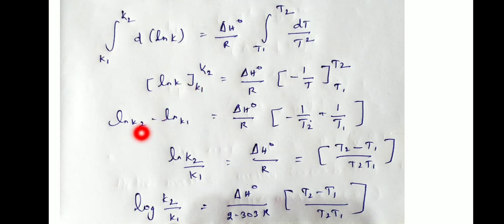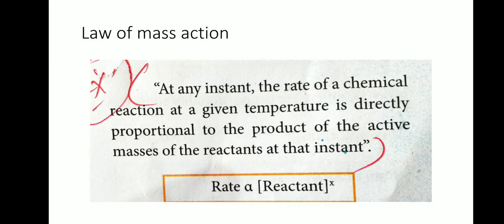Applying the formula: ln(K2/K1) = (ΔH°/R)(1/T1 − 1/T2). Cross multiplying, ln(K2/K1) = ΔH°/R × (T2 − T1)/(T2 T1). This becomes log(K2/K1) = ΔH°/(2.303 R) × (T2 − T1)/(T2 T1), which is the Van't Hoff equation.